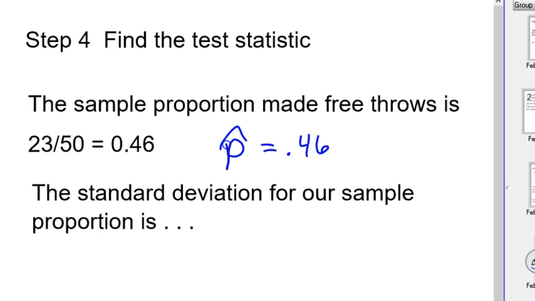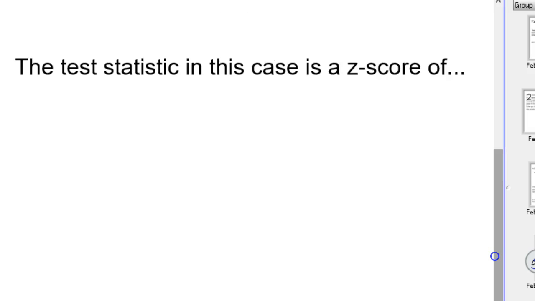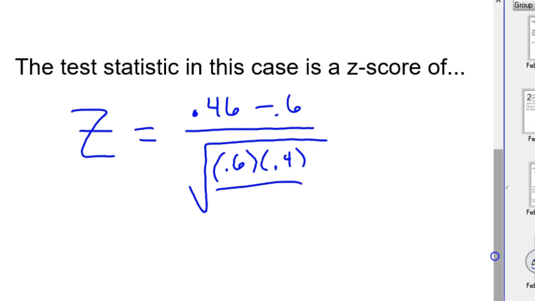Okay, our standard deviation for the sample, again, I'll just throw that in with the test statistic. So to find that test statistic, or z-score, we go z equals, I gave you the formula earlier, so I'll just go ahead and plug everything in. 0.46 minus 0.6 divided by the square root of 0.6 times 0.4 divided by 50. So plug all that in and see what you get.